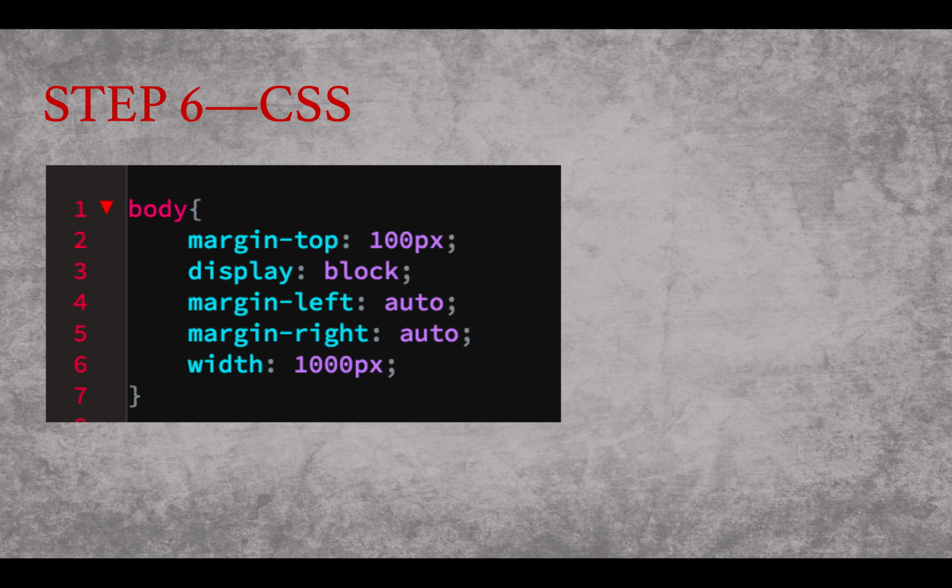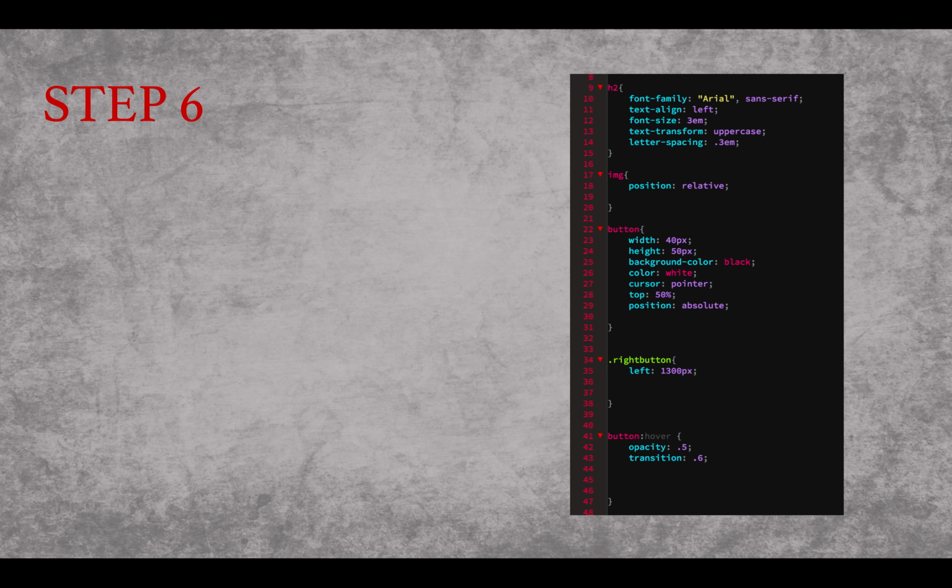So I set margin left and right to auto, and then I put a width as well of 1,000 pixels, which is how big my images are. And the width is very important if you want your stuff centered on the page. It's not going to be centered unless you put that width in there and the auto for left and right. The rest is completely up to you, of course.